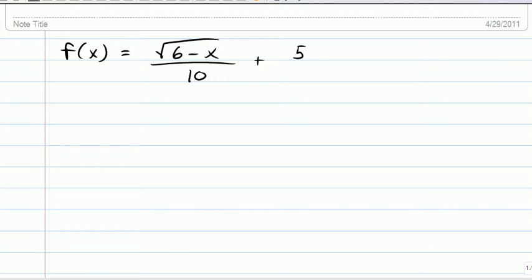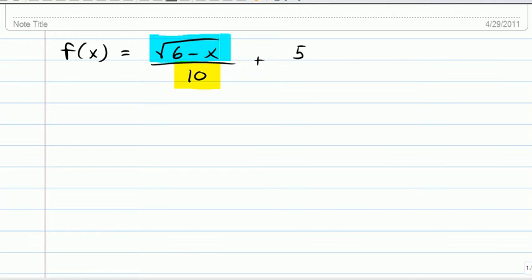Okay, domain first. You notice there's a fraction here. When you see a fraction, look at the denominator. We always have to worry about dividing by 0. In this case, the denominator is fixed at 10, so there's no x value that we're going to plug in that will produce a divide by 0. So you don't have to actually concern yourself with the fraction in this instance.